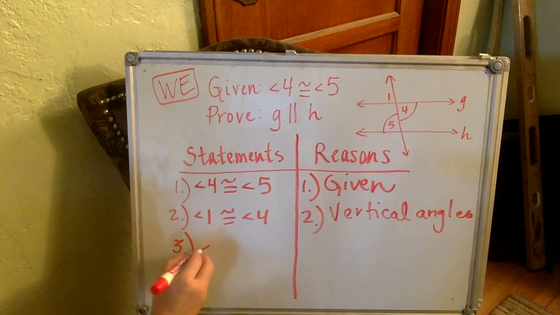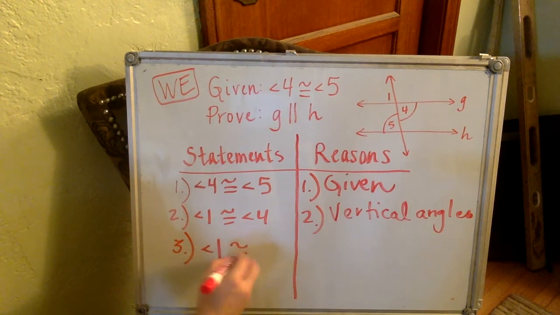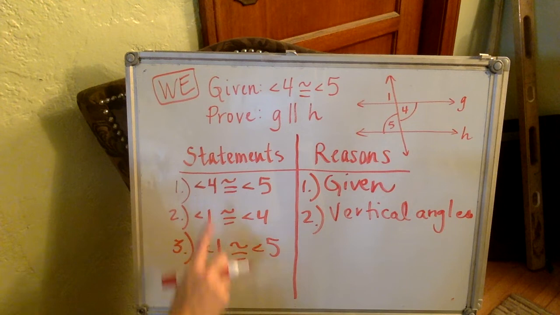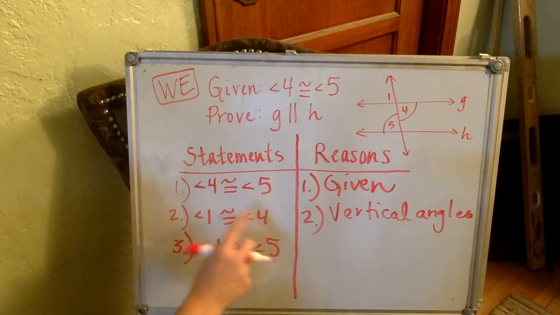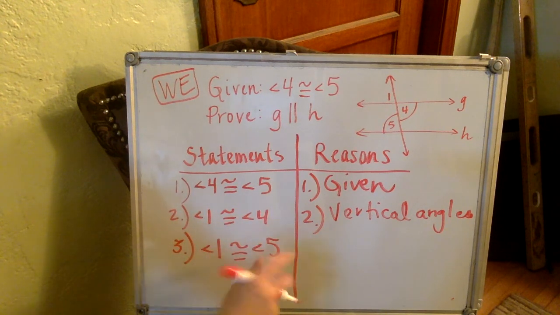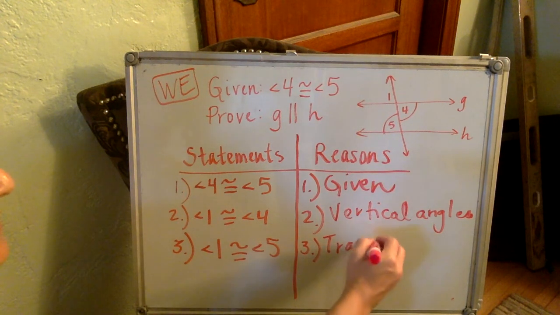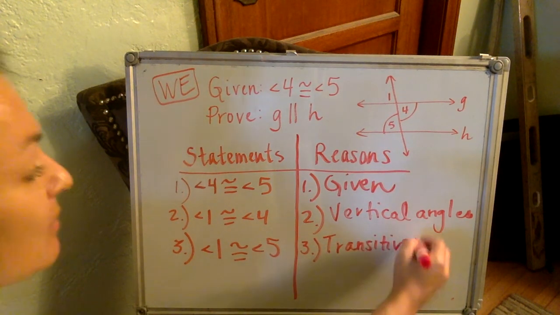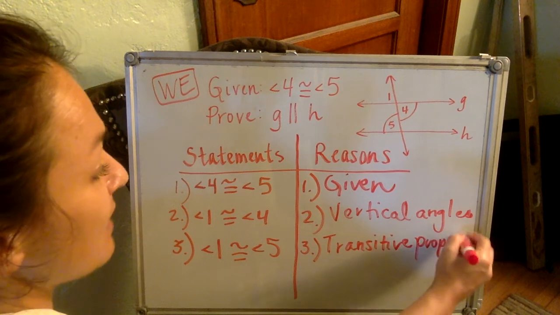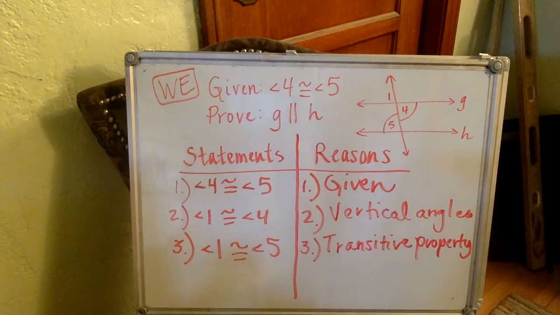I think we can now say that angle 1 and angle 5 are the same. So 4 is the same as 5 and 4 is the same as 1. Well, then 1 must be the same as 5. You can see, of course, that that's the transitive property, right? If A equals B and B equals C, well then A should equal C, okay?